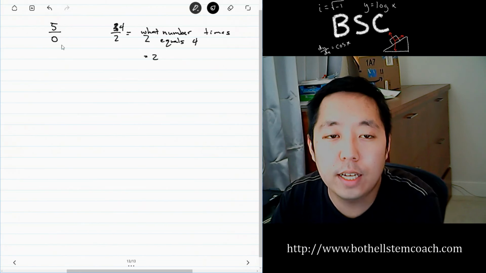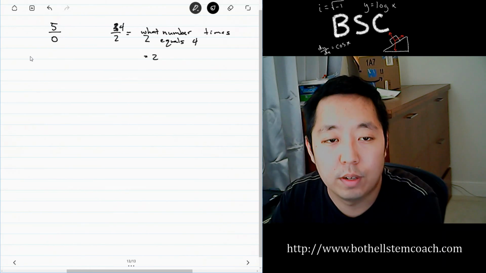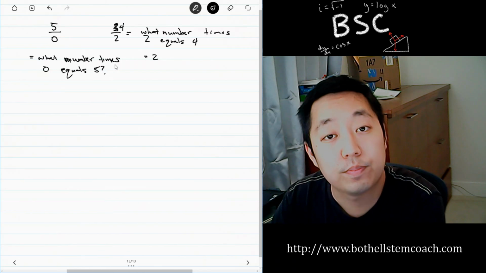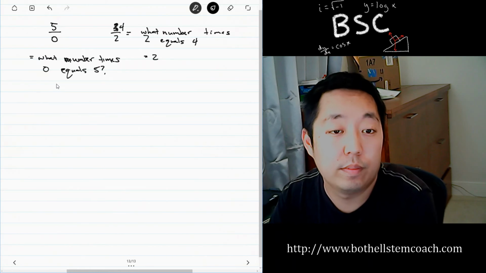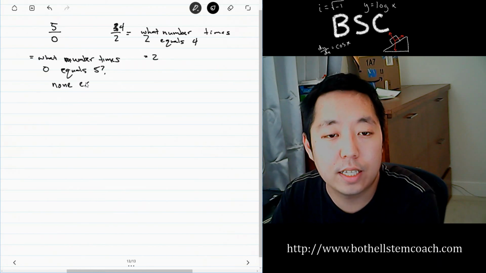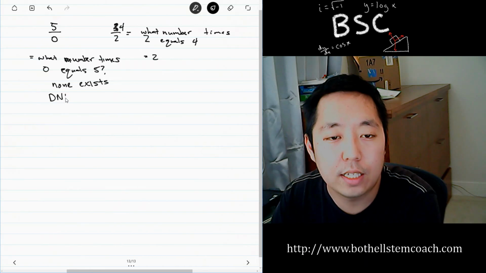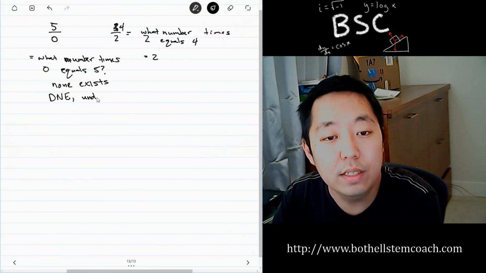Analogously, when I do 5 divided by 0, it's what number times 0 equals 5. No number does that. None exists. So that's why we write this sometimes as DNE, does not exist, or undefined sometimes is what we call this thing, etc.